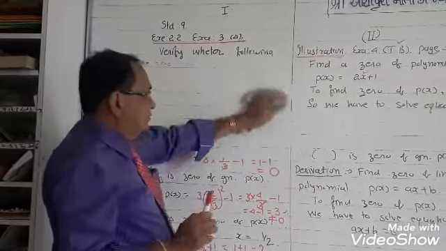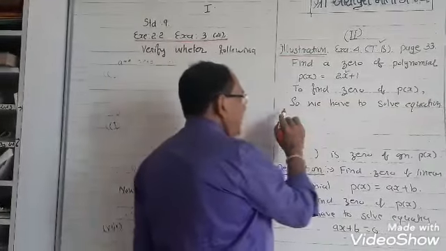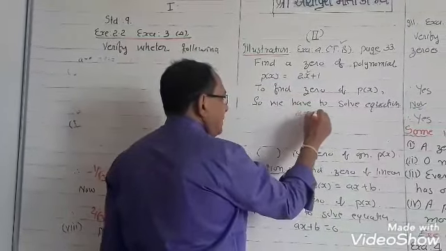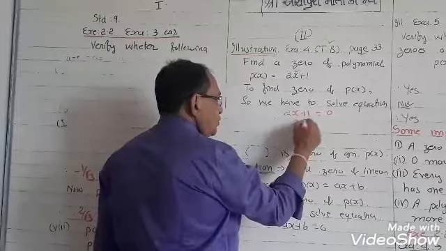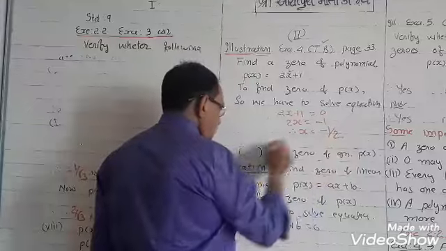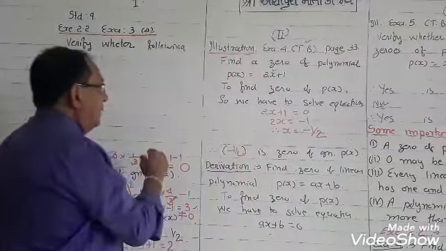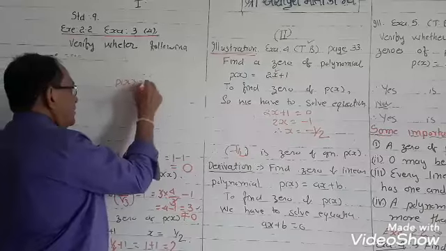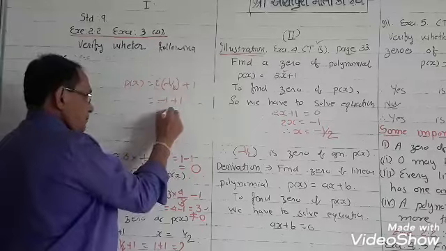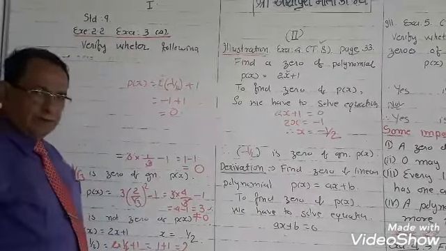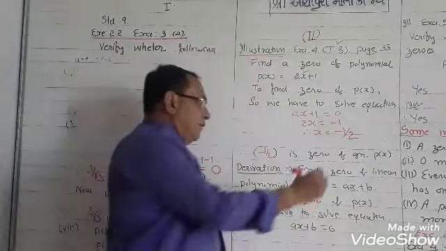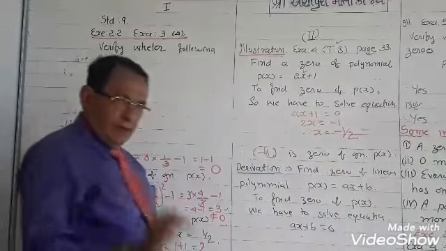Okay. See here. To find the zero of p(x), we have to solve the equation 2x plus 1 is equal to 0, 2x is equal to minus 1, x is equal to minus 1 upon 2. Let us put it in. p of minus 1 upon 2, 2 times minus 1 upon 2 plus 1, minus 1 plus 1, I get 0. Okay, so your answer is minus 1 upon 2 is the zero of the given p(x).